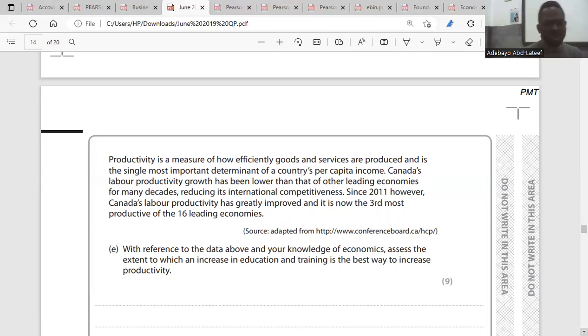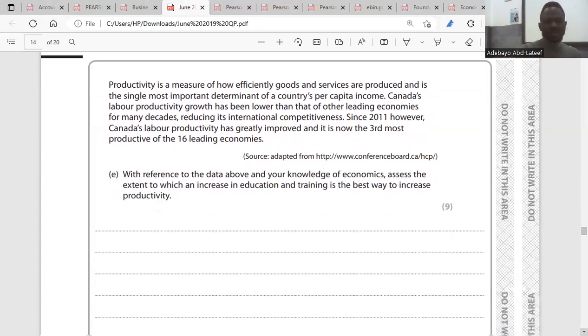Canada's labor productivity growth has been lower than that of other leading economies for many decades, reducing its international competitiveness. Since 2011, however, Canada's labor productivity has greatly improved. It is now the third most productive of the 16 leading economies.